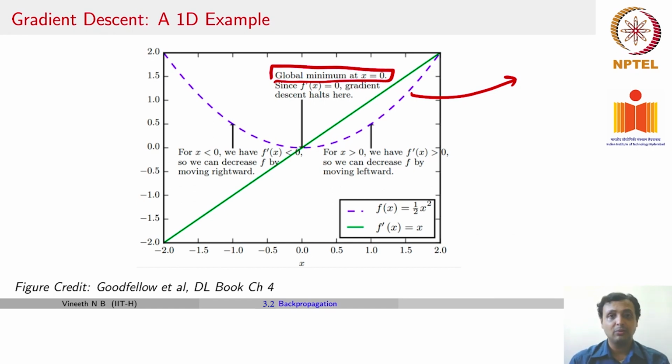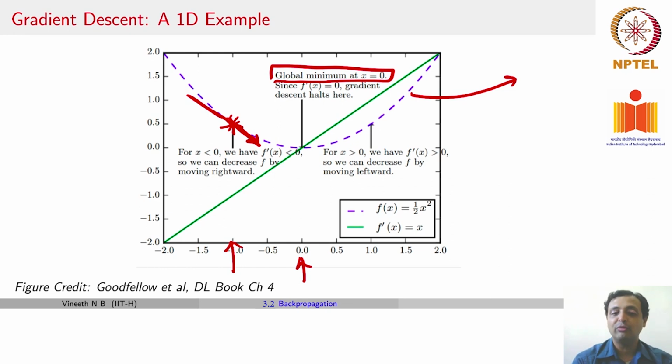Since the minimum is attained here, that particular point is a critical point, which means f prime of 0, or the gradient, is 0 at that point. So let's consider a certain x, say it's minus 1, which is this particular point. At that point, the gradient is going to be negative. If the gradient is negative, we take one step in the direction of the negative gradient, which means we go one step towards the positive side, or rightward, which will definitely take you to a function value which is lower.